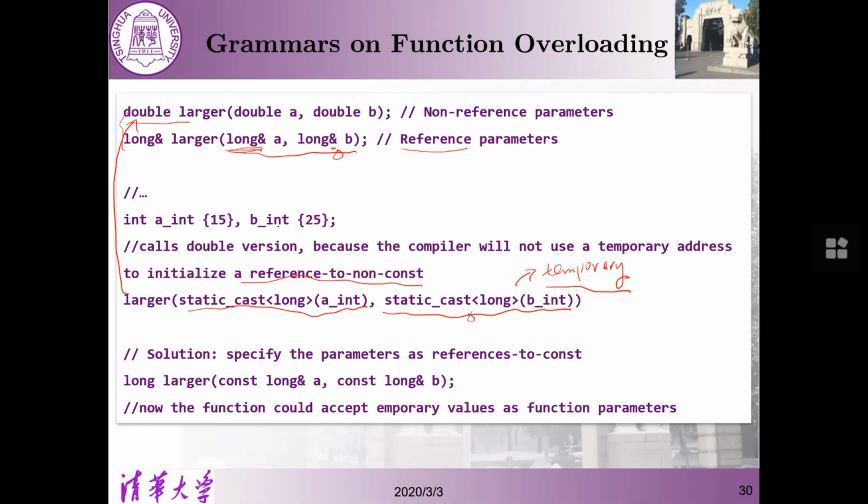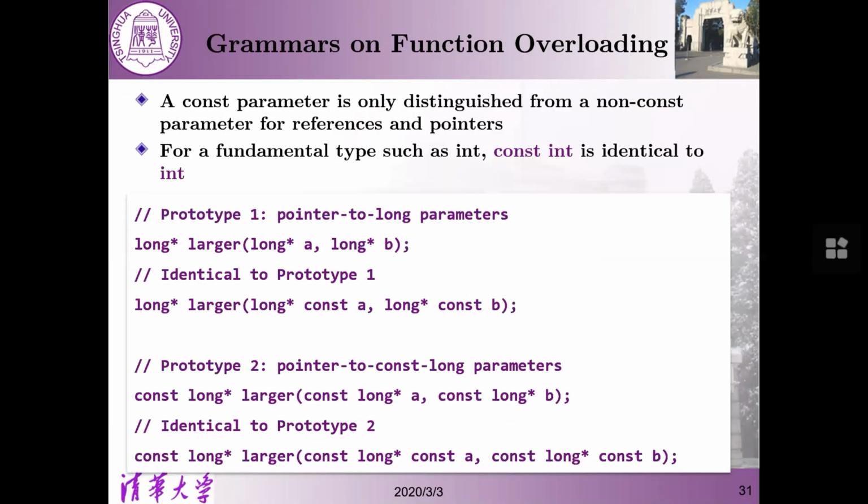Okay. So if we really want to call this long version, then we have to modify it in this way. So a constant reference takes temporary values. That's the grammar. So constant reference parameters take temporary values. Okay. This grammar is actually from our book. I think if you read the book, you'll get a better idea about this.